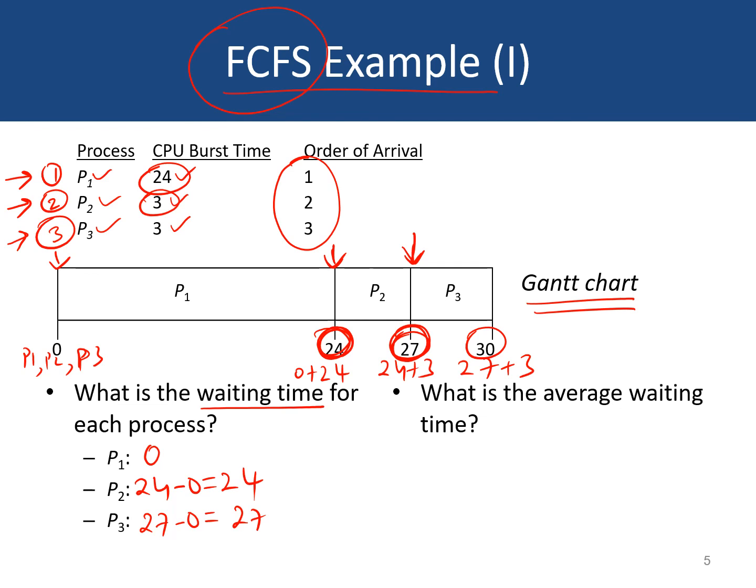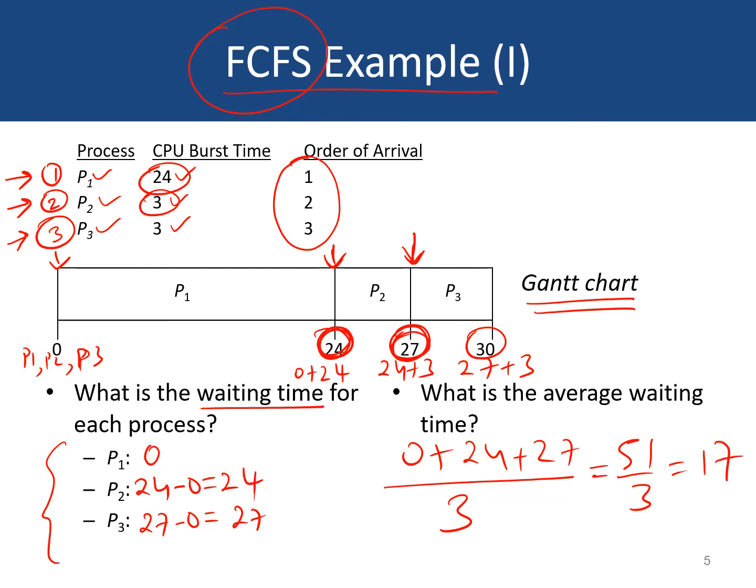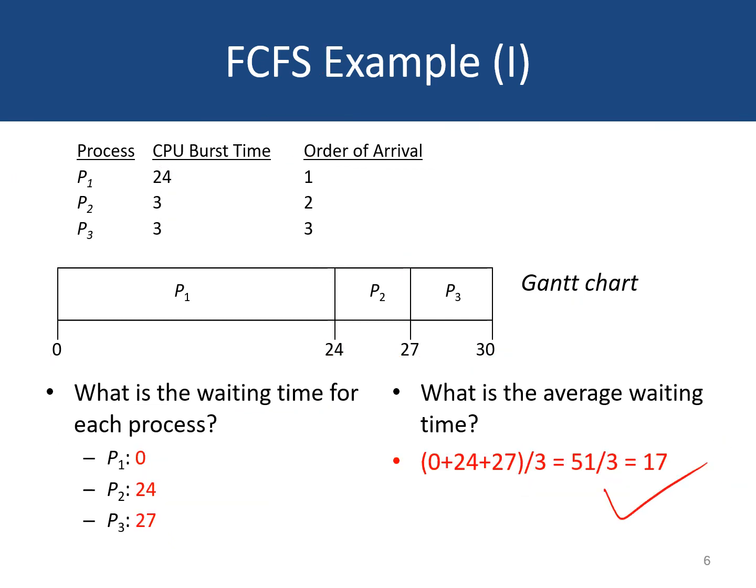So the average waiting time for all the three processes is: P1 waited 0 milliseconds, P2 waited 24 milliseconds, and P3 waited 27 milliseconds. So the average is 0 plus 24 plus 27 divided by 3, which is basically 51 divided by 3, which is 17 milliseconds. The solution is also summarized over here.